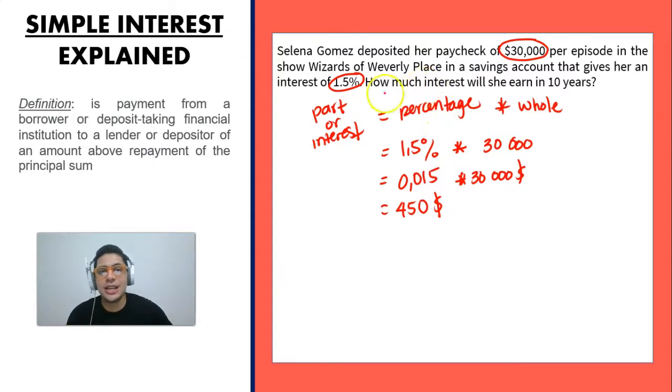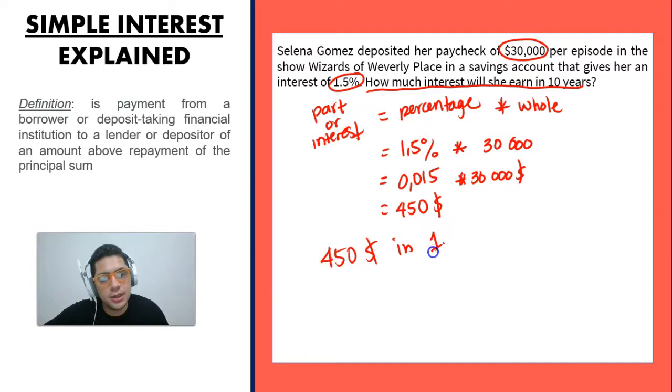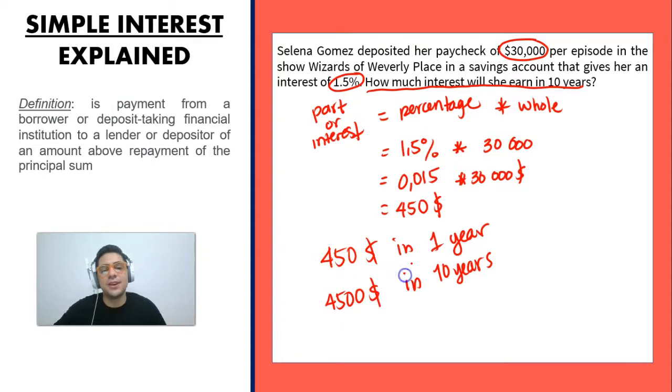But the question they're asking us is how much interest will she earn in 10 years, right? So in order to know how much money she's going to get in 10 years, we have to multiply what she makes in 1 year by 10, right? So she makes $450 in 1 year. In 10 years, she's going to make 10 times that. So we multiply 450 times 10. And that is $4,500 in 10 years.